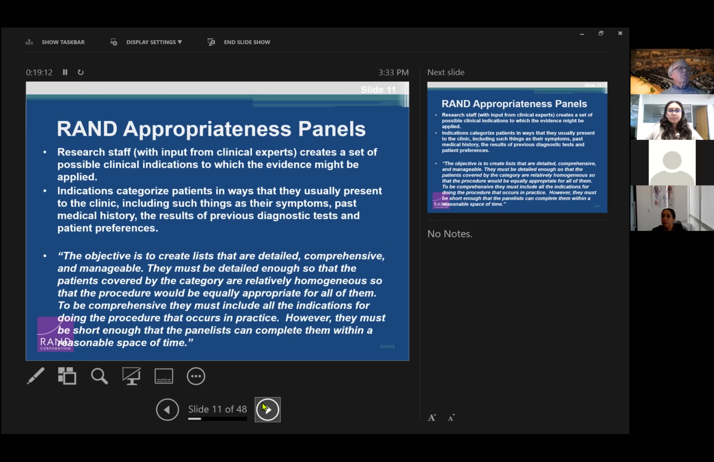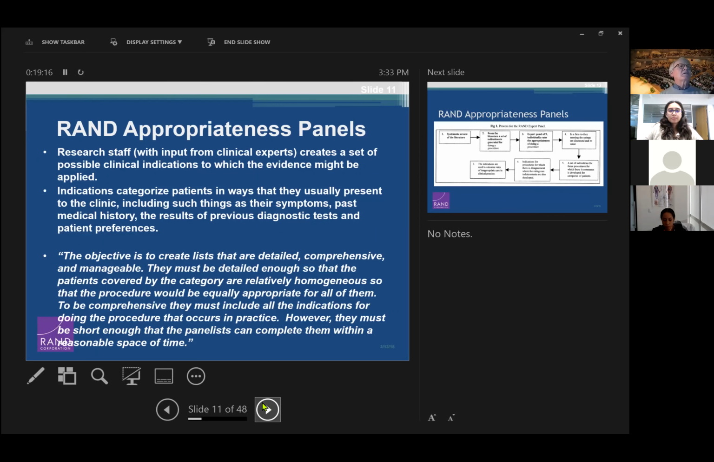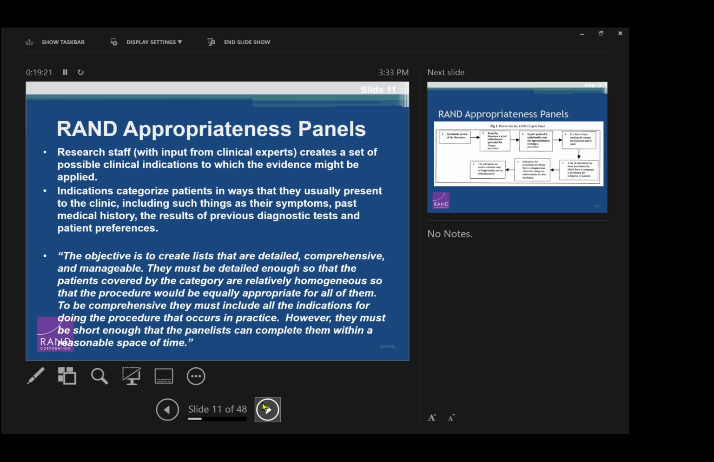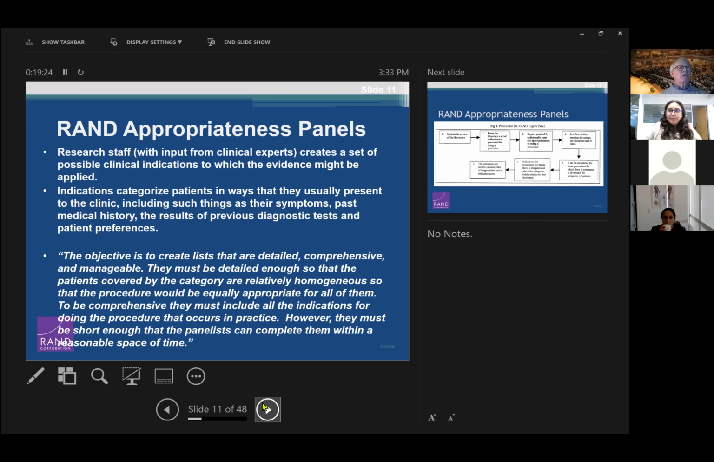Okay, so then what RAND did was it created these panels of 9 individuals, and that's based on research, by the way, but it created these expert panels. And then with the research staff at RAND and with content experts from around the country, we would create a set of possible clinical indications.